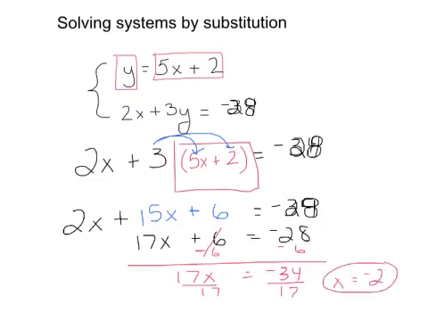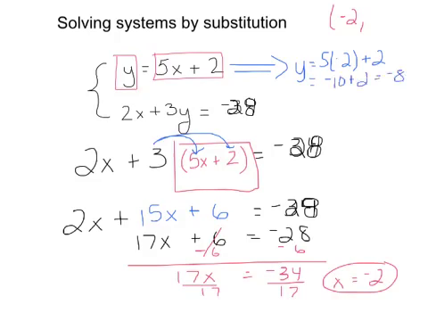So once I get my negative 2 for an answer, then I need to plug this back in to figure out y, because remember, I always need an x-y combination. So the easiest thing would probably be to plug it back into this equation. So y would equal 5 times negative 2 plus 2. So y would equal negative 10 plus 2, which in this case would be negative 8. So my solution would be negative 2, negative 8.